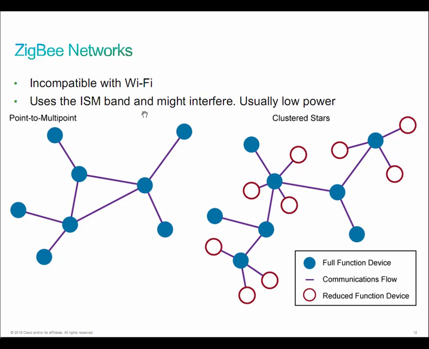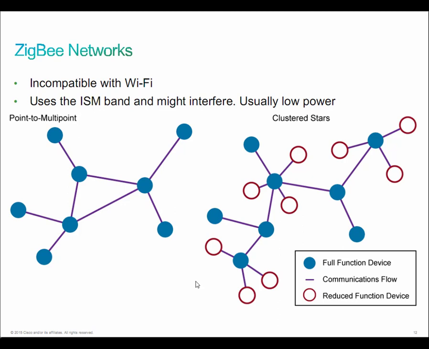A ZigBee end device, which is really what we see with the red circles here on the diagram, is going to contain just enough functionality to talk to the parent node, whether it's a coordinator or a router. So you're only going to have one coordinator in the entire infrastructure. On this right diagram here, maybe this particular device is the coordinator. These would be classified as routers in that case, and these would be our ZigBee end devices.